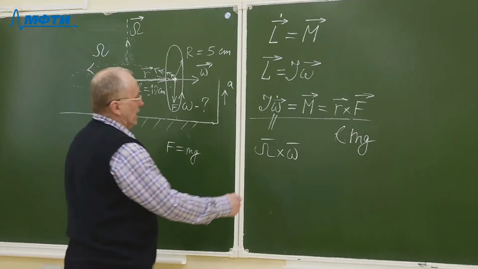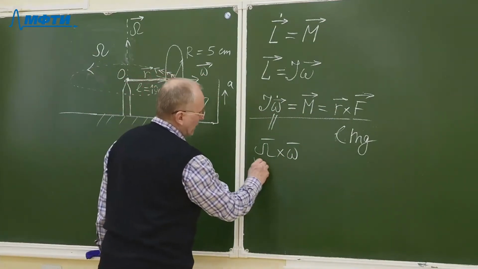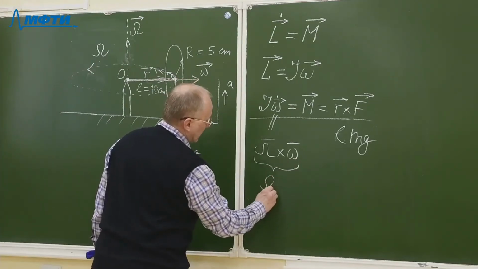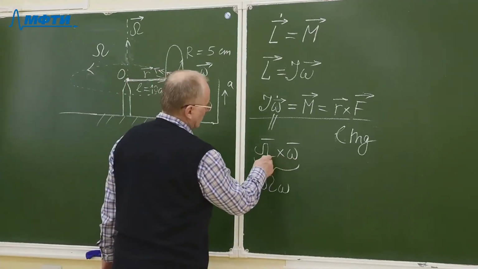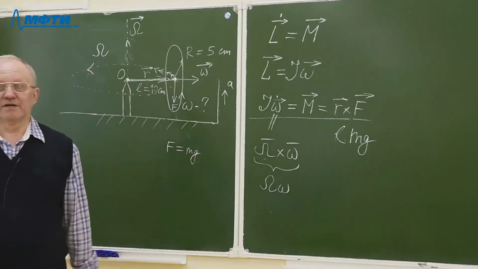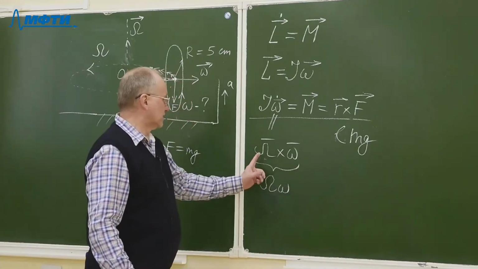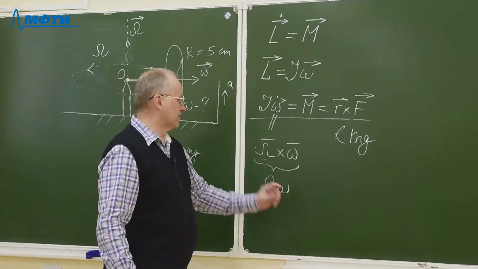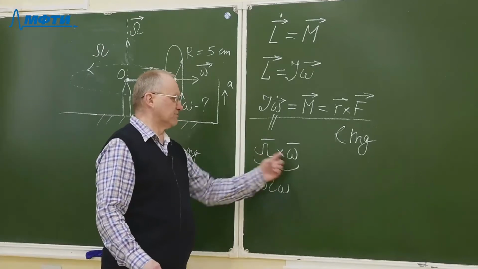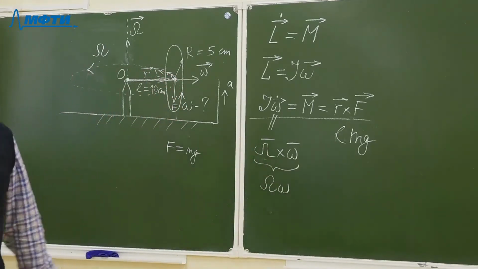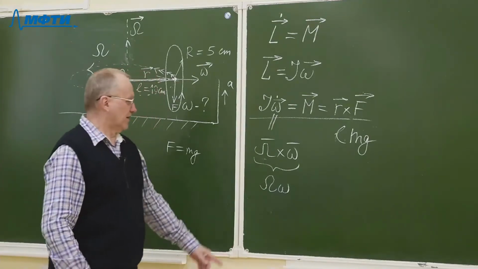As we go to the magnitudes, the magnitude of this vector will be just omega capital times small omega, because these two vectors are perpendicular to one another. So the magnitude of the length of this vector product will be just the length of the first vector times the length of the second vector. And sine of angle between them is unit, because the angle is 90 degrees. Is that clear? I'm trying to explain every small step in the solution.